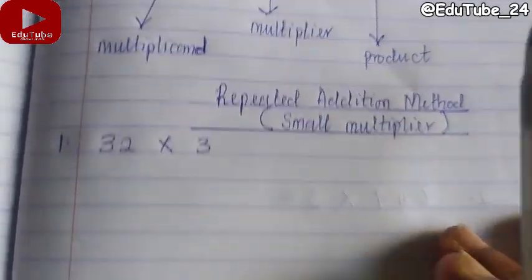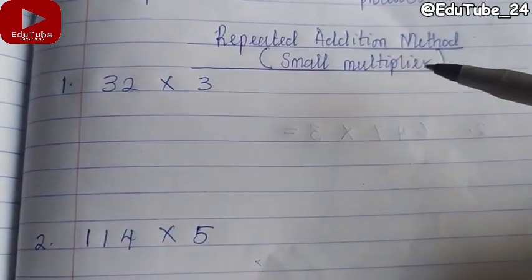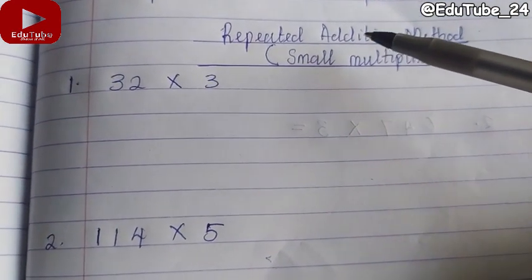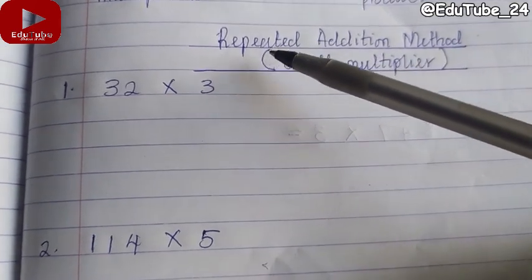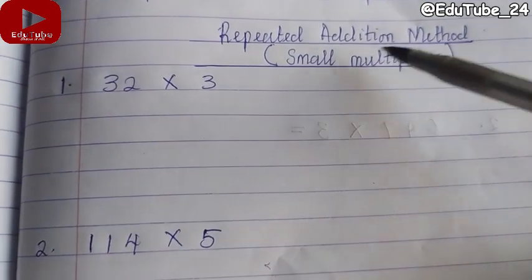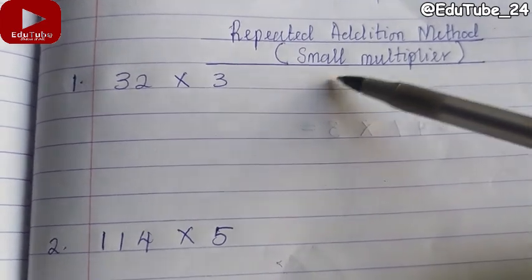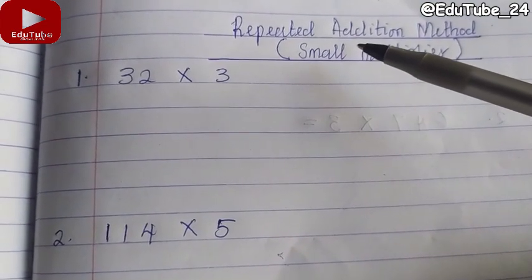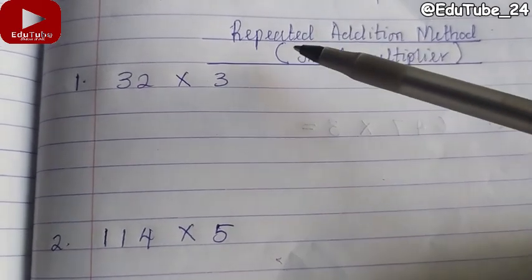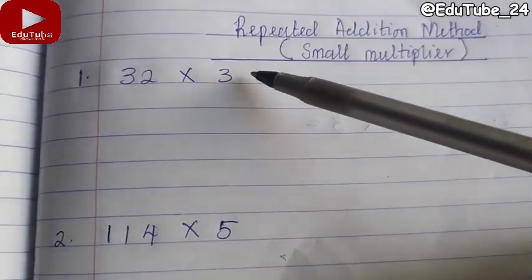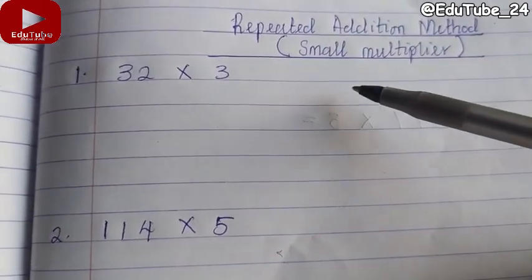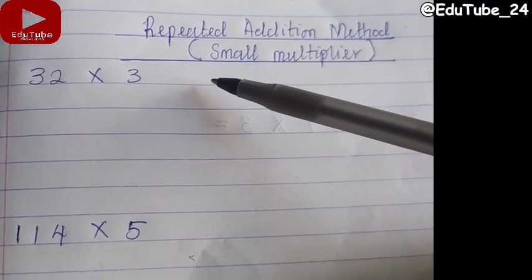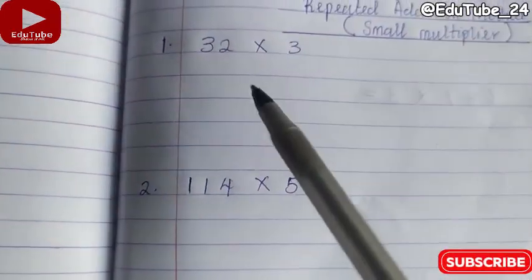Now, having said that, I'm going to show you various ways of multiplying numbers. And the first one we have here is the repeated addition method. And under it, in the bracket, we have small multiplier. Now, what does that mean? It simply means that we are going to be using repeated addition for numbers with a small multiplier between 1 and 5, that is, numbers below 6. So, let's go straight to the first example.